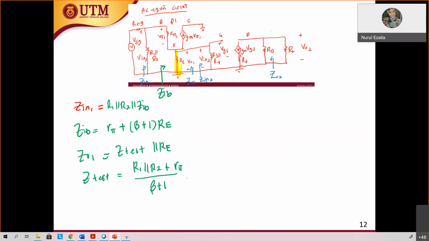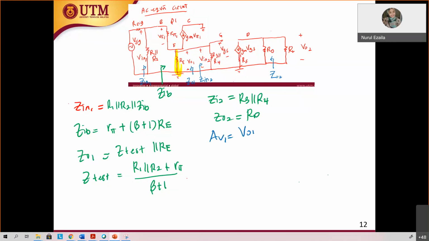So Z in 2, what is Z in 2? Z in 2 is more straightforward. What can you see from here? R3 parallel R4. Yes, R3 parallel with R4. Z out 2 is also straightforward. It is equal to RD. Yes, RD. That's it. Now let's derive for the AV.